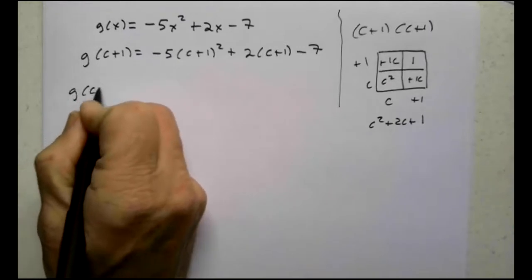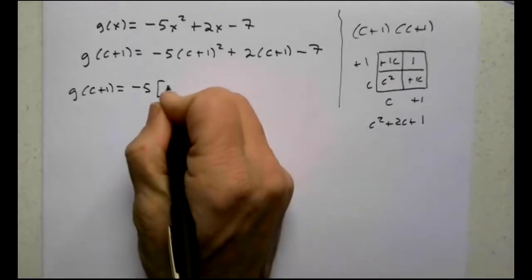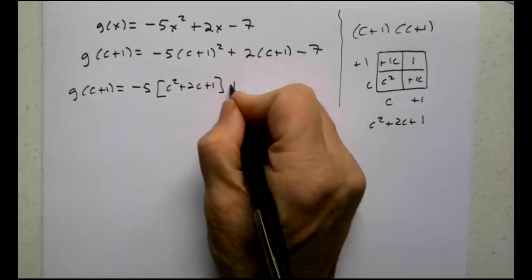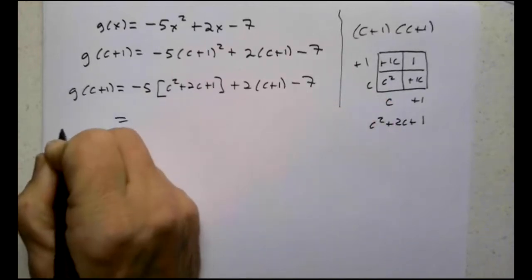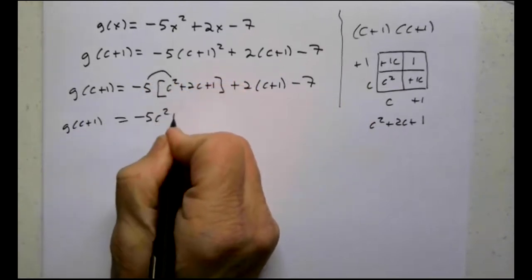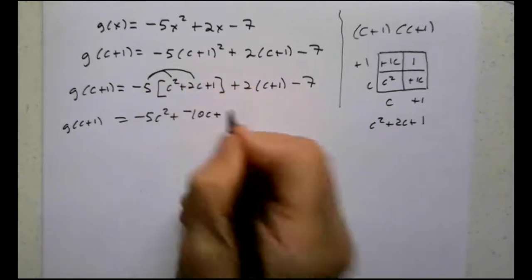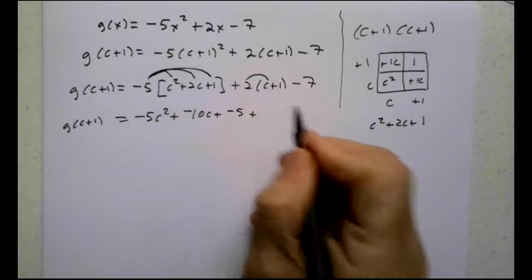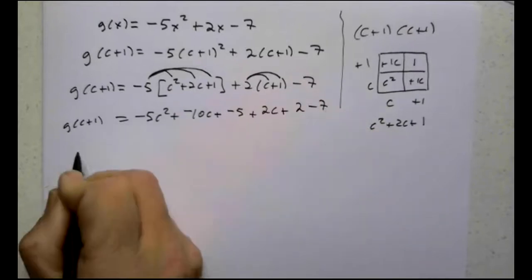So what we get here is g of c plus 1 is negative 5 times what we just did for c plus 1 squared, c squared plus 2c plus 1, plus 2 times c plus 1, minus 7. Now we want to distribute. Negative 5 times c squared is negative 5c squared plus negative 5 times 2c is negative 10c plus negative 5 times 1 is negative 5, plus 2 times c is 2c plus 2 times 1 is 2, minus 7.